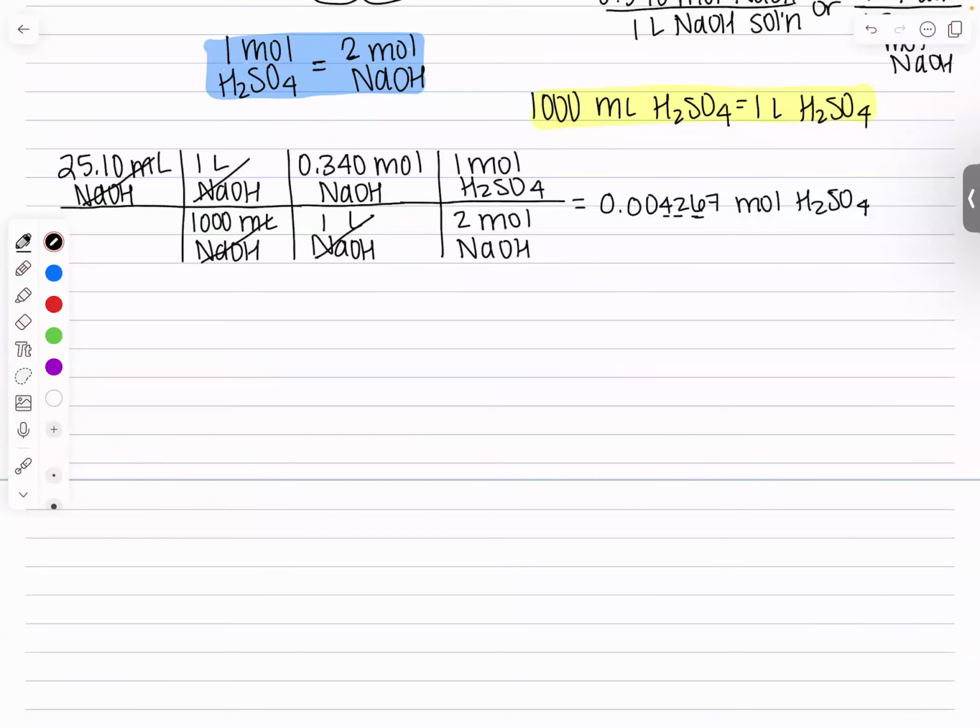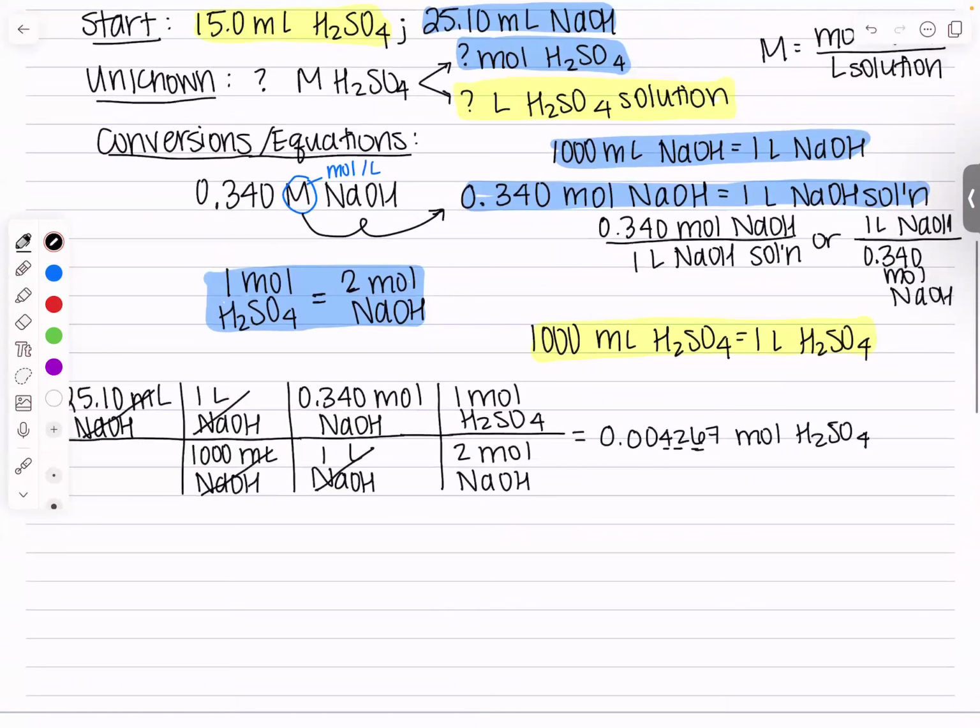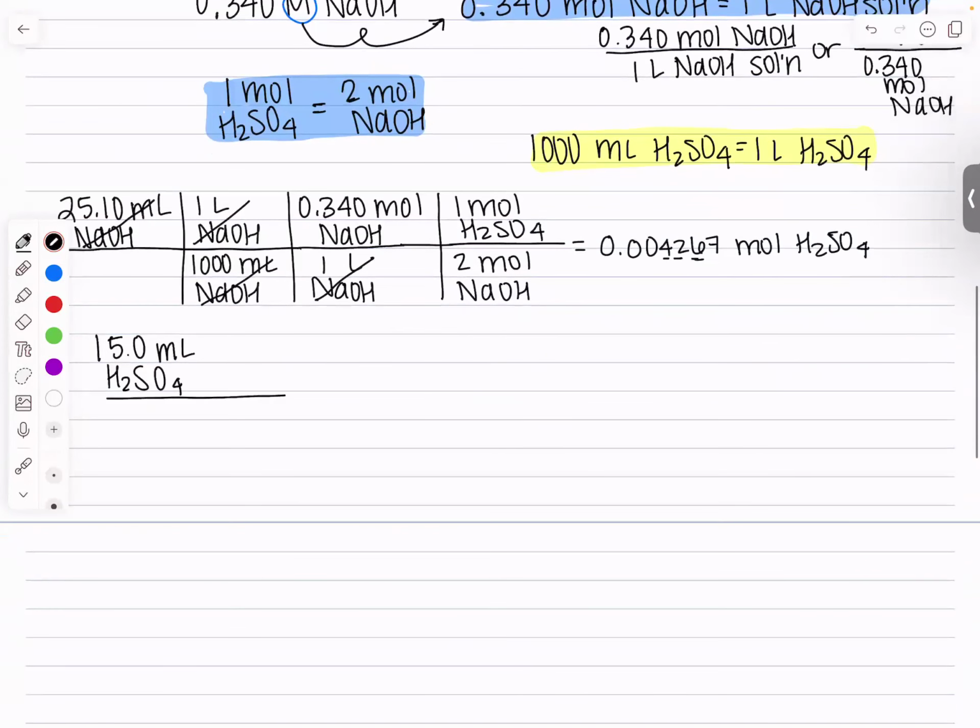Now the next step was to find my liters of H2SO4. If I start with 15 milliliters of H2SO4, I need to find liters. That's going to be a simple conversion. And you may have your milliliter conversion memorized differently. Maybe you have 10 to the negative 3 memorized. That's fine. Just be familiar with this one as well, because it is still correct.